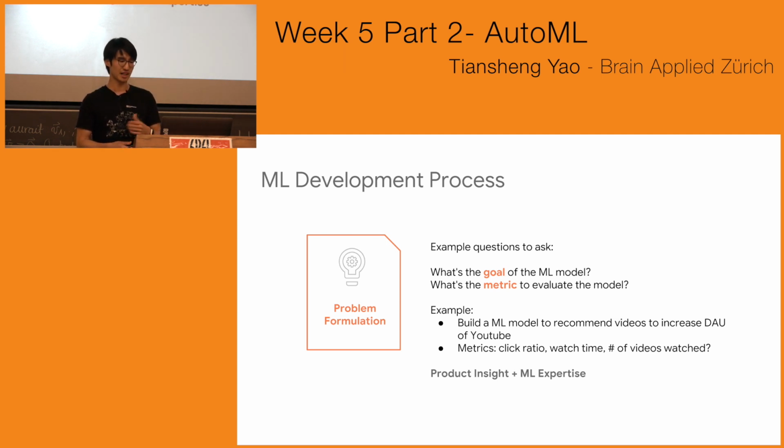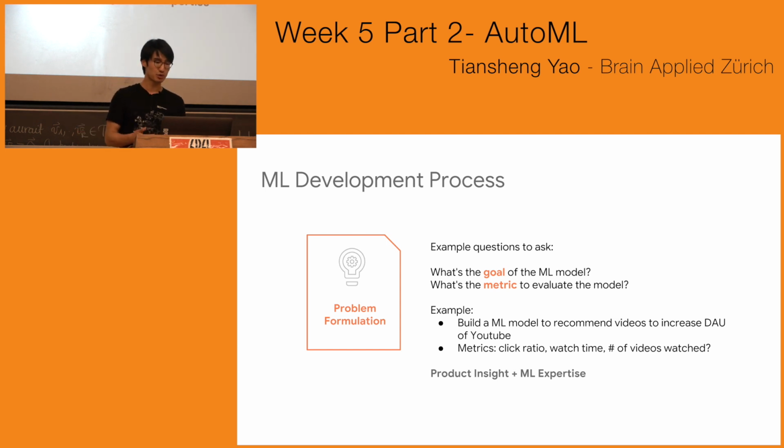Can it be the click ratio, meaning if I show this video to a user, how likely are they to click it? Or can it be the watch time, like how many hours users are going to spend watching videos on YouTube? Or the number of videos watched by a single user after I have this machine learning video recommendation model.